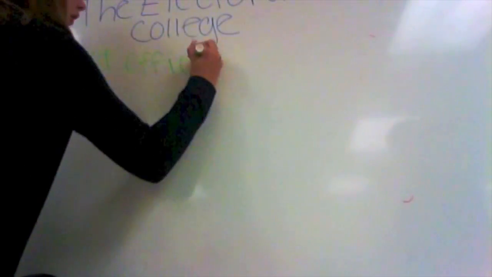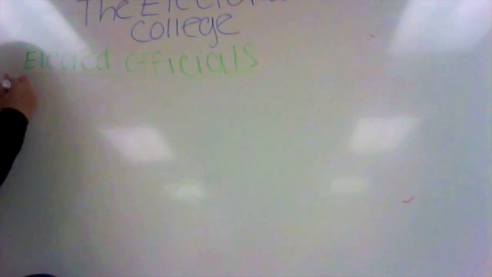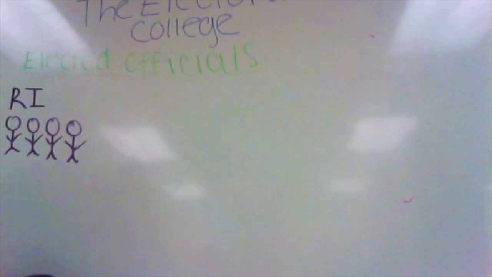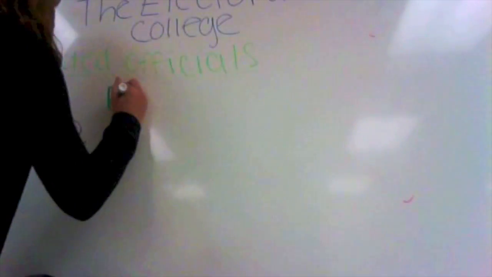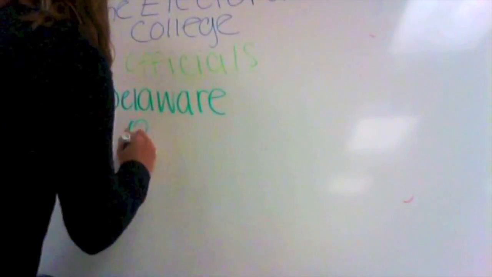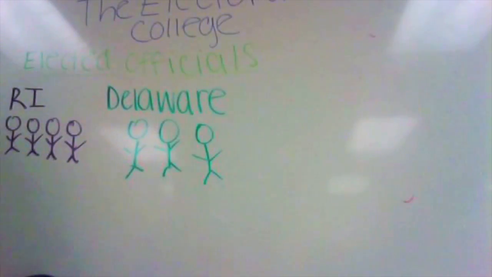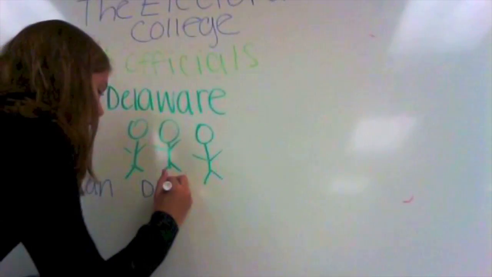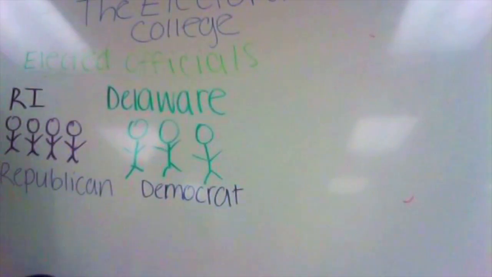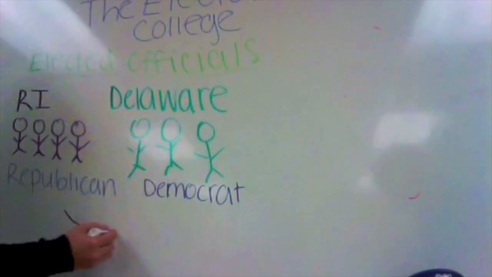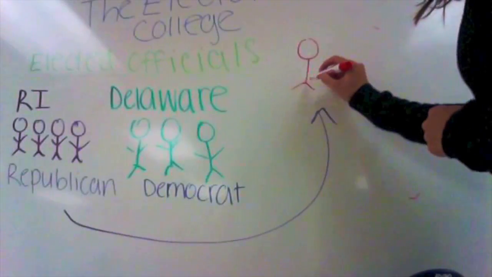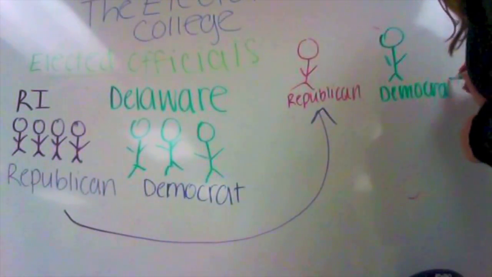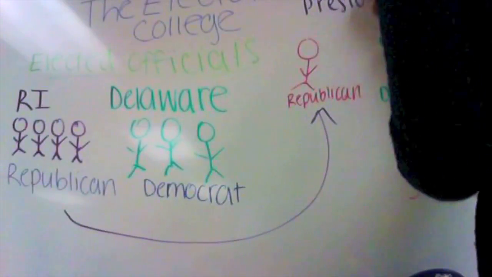In this example, we used Rhode Island and Delaware, who have a different amount of elected officials and voted for different parties. Since Rhode Island has more electoral votes than Delaware, their popular vote towards the Republican candidate would decide the next president. This is how it would work on a much smaller scale. The total amount of electoral votes is 538. Whichever presidential candidate receives the majority vote wins the presidential election, therefore becoming the President of the United States.